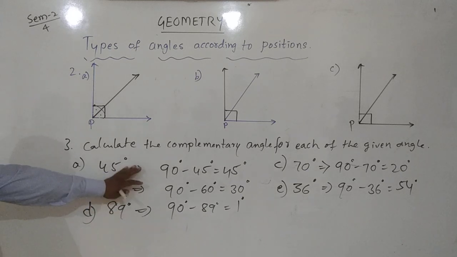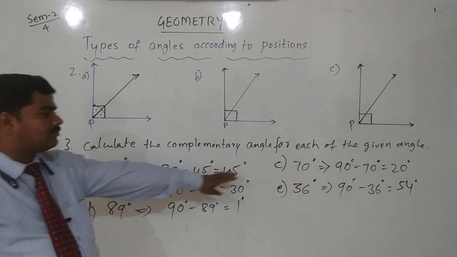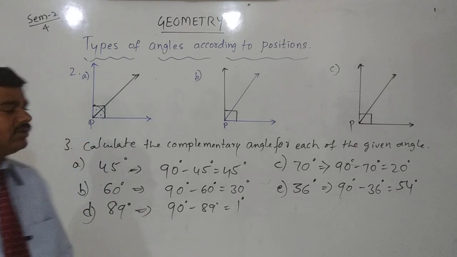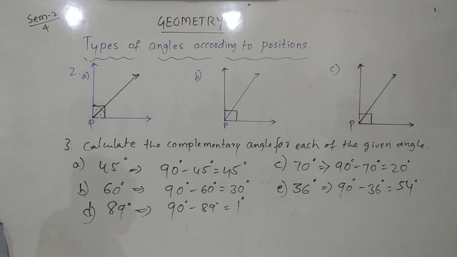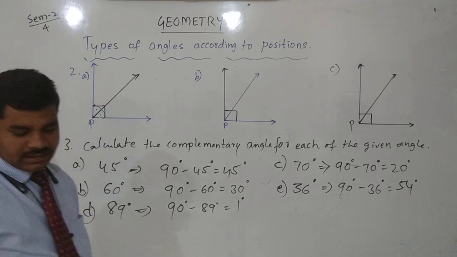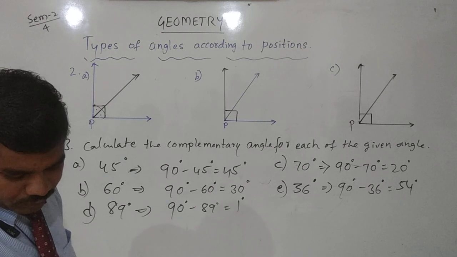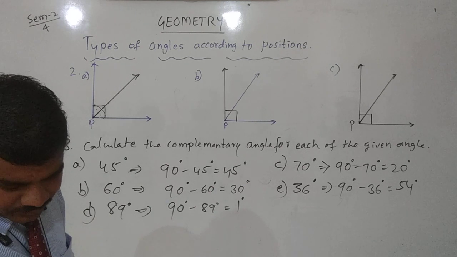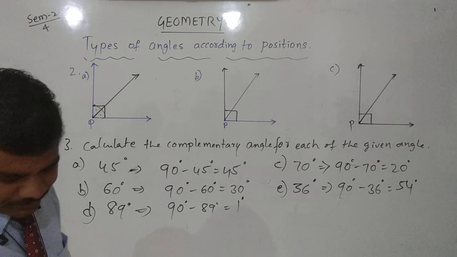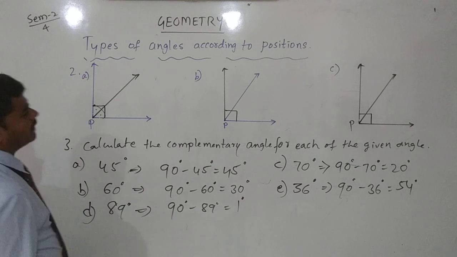To find the complementary angle, if one is given, then you just subtract it from 90. You will get the complementary angle. Simple, no? Yes. After this, one more we have, there is A and B. Here, just write down this one.